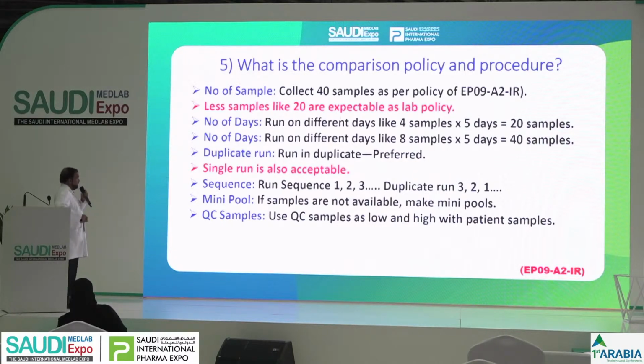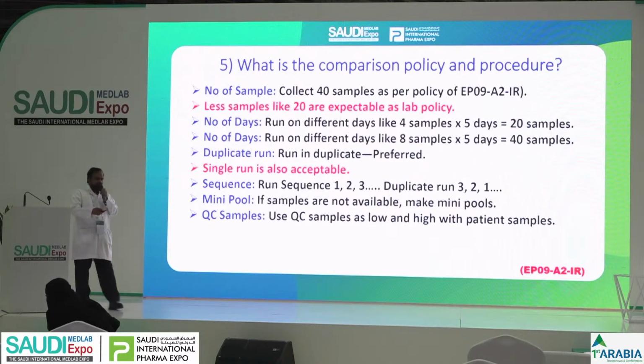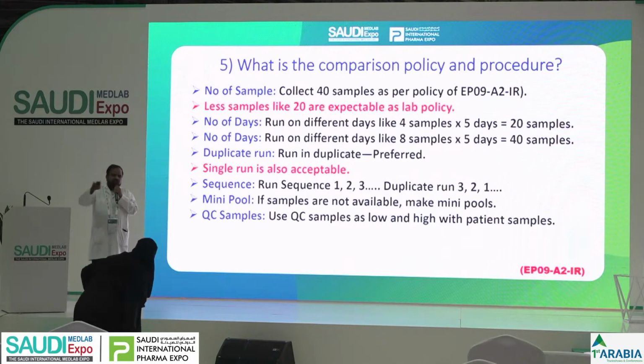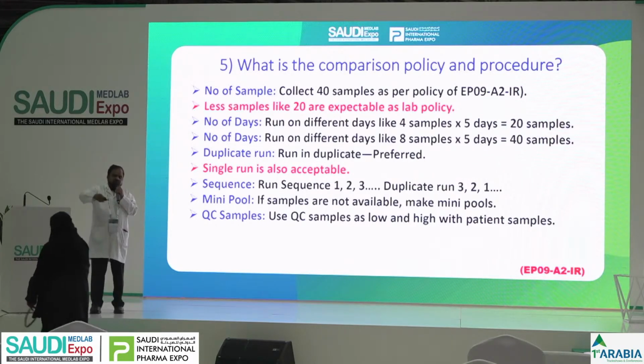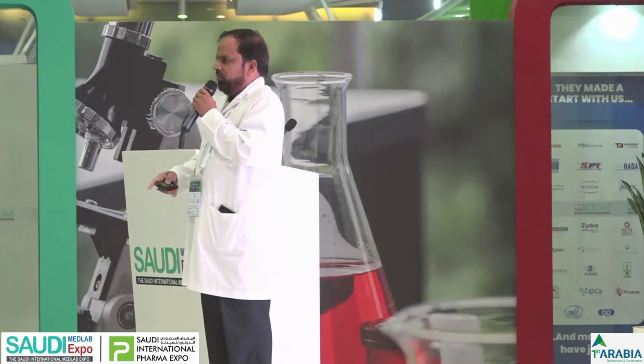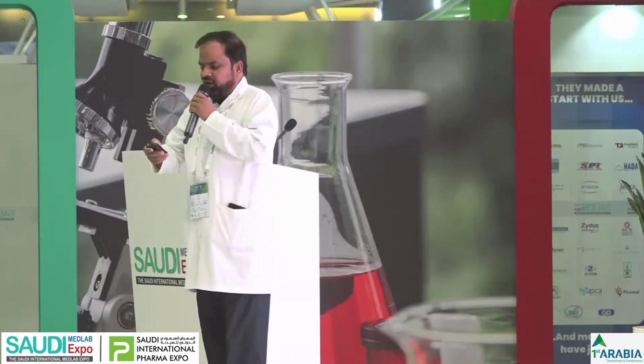Similarly, a duplicate run is preferred. If you can run twice on both analyzers, that's enough. But if you can run only once, that's also acceptable. For the sequence of the samples, normally people run the whole sequence just one time. But if you are running in duplicate, you can run 1, 2, 3, 4, 5, then duplicate in reverse, 5 to 1. You can do this. But if you are doing single, then one run is more than enough.